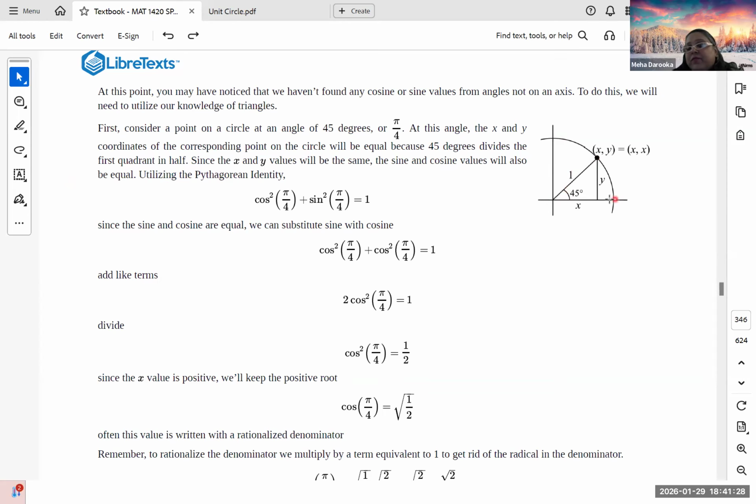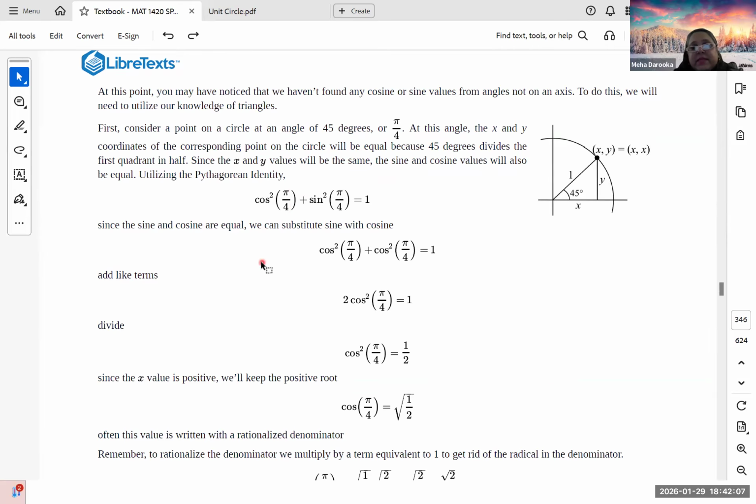So going from here, which is your initial side, to here, if this is your terminal side, then we know this is going to be a total of a 90-degree angle, right? So if 45 degrees is half of that, we of course know that this length over here is equal to this length over here. So based on that, we can tell that your x and y values will be equal because of dividing that quadrant in half. So if your x and y values are the same, the sine and cosine values will also be the same.